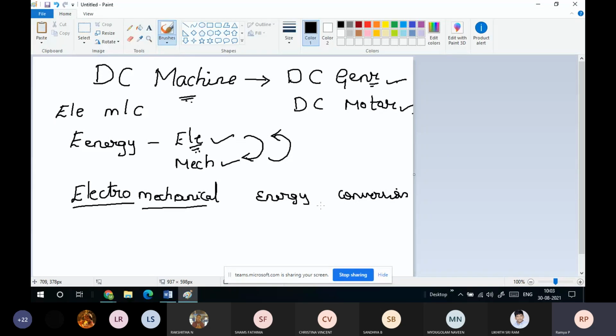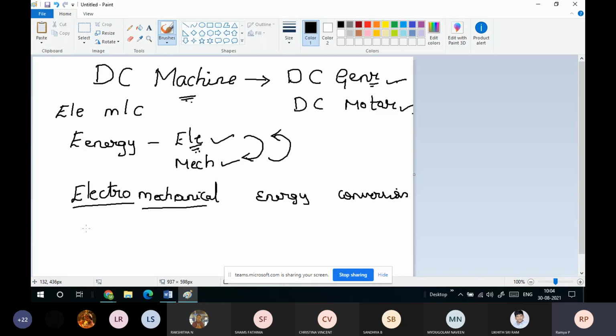Now, suppose I am particular about whether I am transferring electrical to mechanical or mechanical to electrical. You should be very particular; you can't generalize. I can't use the same machine for both tasks. You have to differentiate. If I want to transfer energy from electrical to mechanical, which machine should I use? If I'm transferring from mechanical to electrical, what kind of machine should I use?